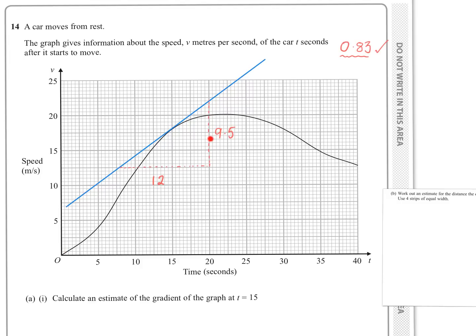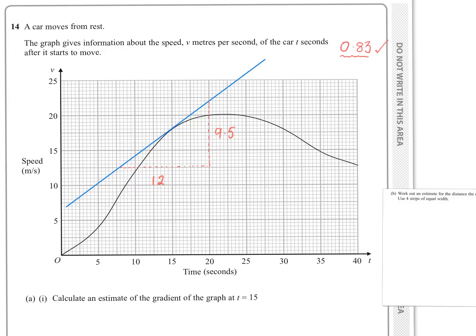So I worked this out to be 9.5. I worked this out to be 12. And I showed the dotted line carefully. You'd use a ruler in the exam. And I just did the change in y over the change in x. So 9.5 divided by 12 on the calculator.